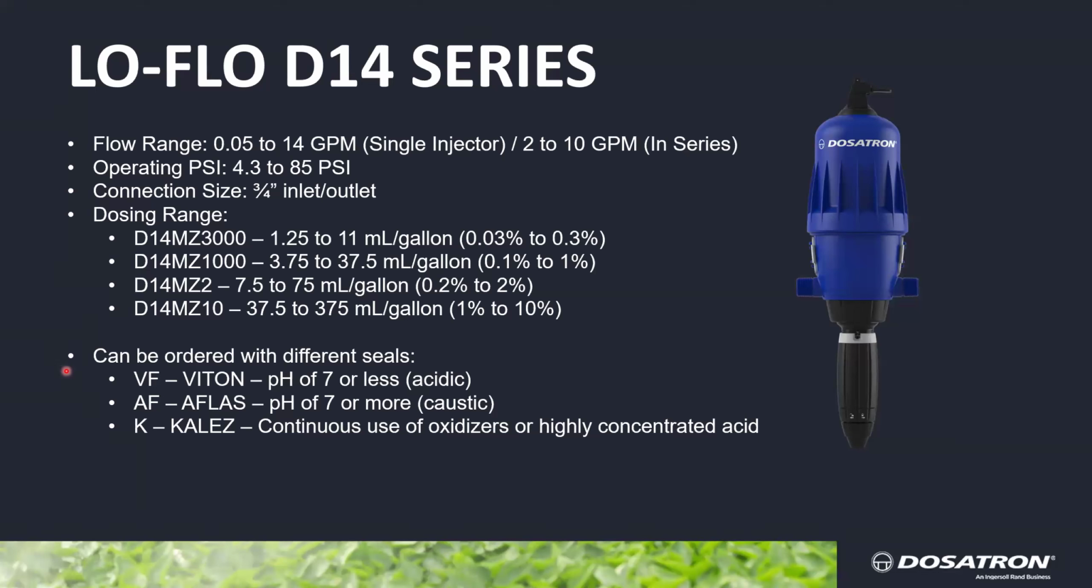These can also be ordered with different seal types. So the first seal type we have is Viton, which is for a pH of 7 or less, more acidic products. If we have a more caustic product, a pH of 7 or more, we would want to order it as an Aflas seal. The third seal type is if we are doing continuous use of oxidizers or highly concentrated acids. If that's the case, we want to spec it as a CalRes unit in order for those seal types to be compatible with those highly concentrated acids and those oxidizers.